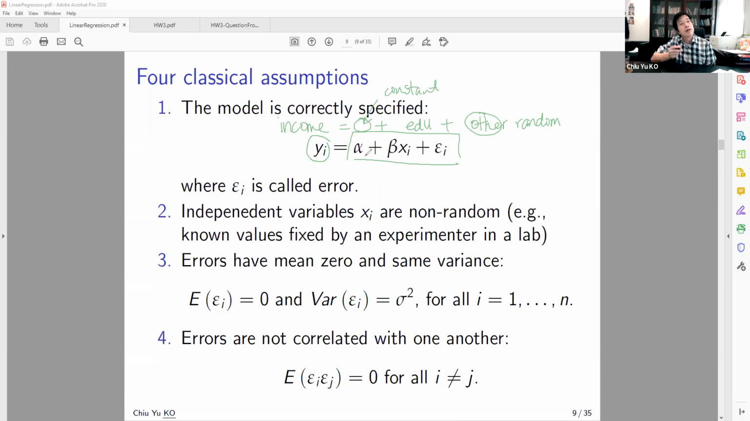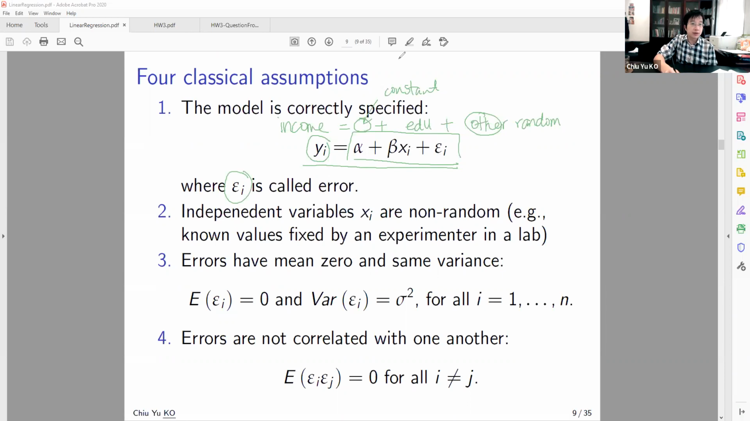Alpha is the minimum wage, and beta is the premium that you get for one more year in school. And there's some other factor. Maybe by luck you get a better job, or you happen to be lucky to work for a nicer employer. And this is called the error. So this is the classical assumption. The classical model is like this: underlying it, simply y is driven by x in this form.